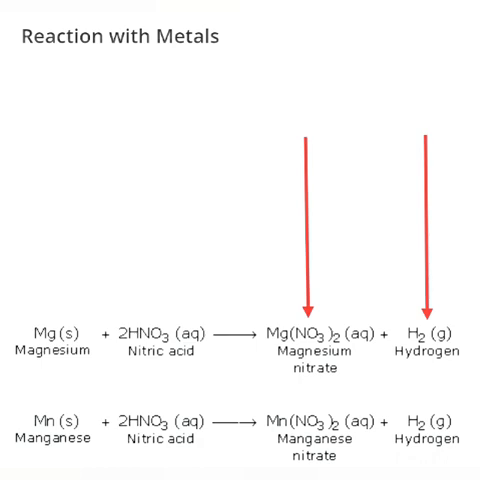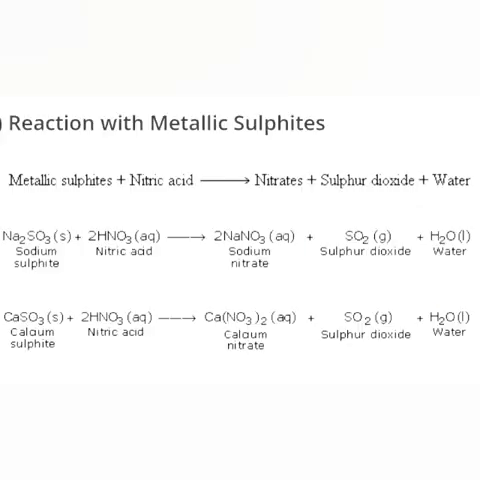Then another important property, its reaction with metallic sulfides. You can see its reaction with different metallic sulfides. What we get? Nitrates, sulfur dioxide, and water. You can see the reaction with different sulfides like sodium sulfide, calcium sulfide, etc.